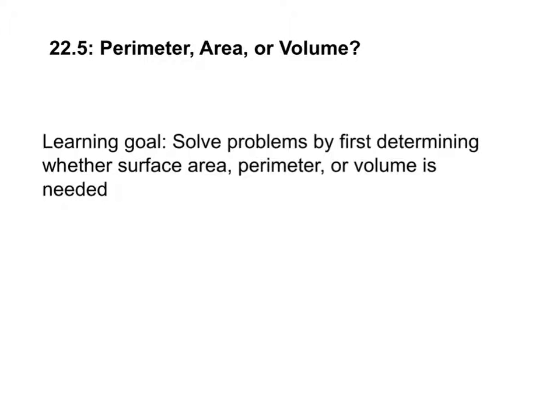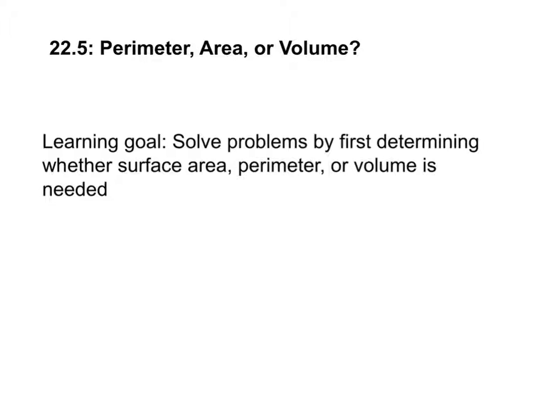This is chapter 22, lesson 5, and it's called perimeter, area, or volume. What is our learning goal for today, Heyman? Our learning goal for today is to solve problems by first determining whether surface area, perimeter, or volume is needed.